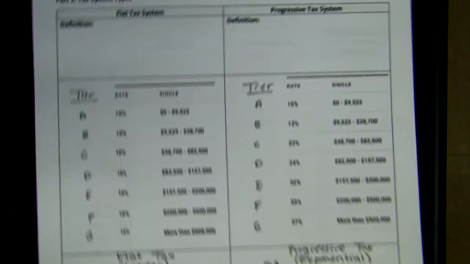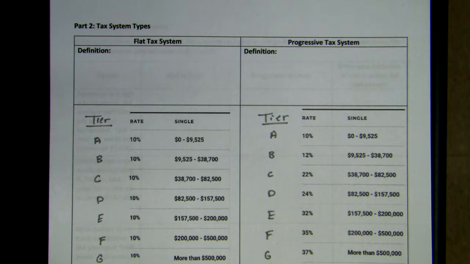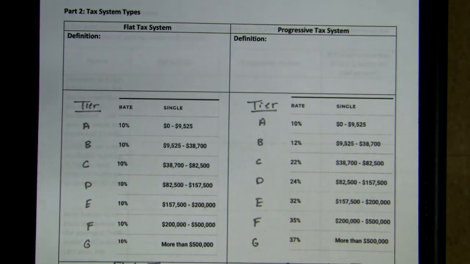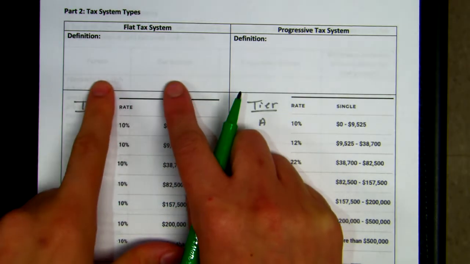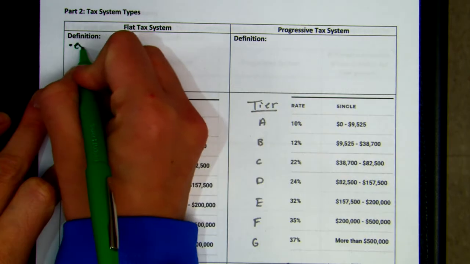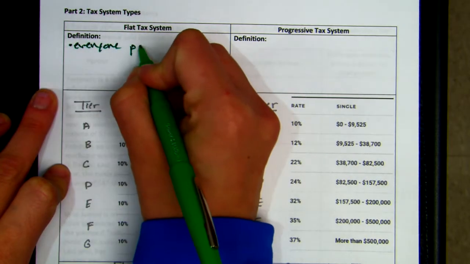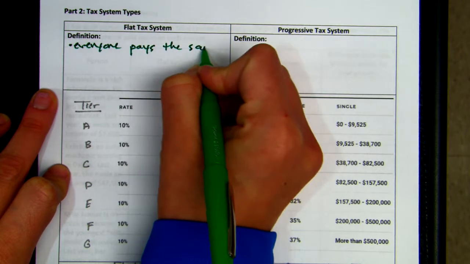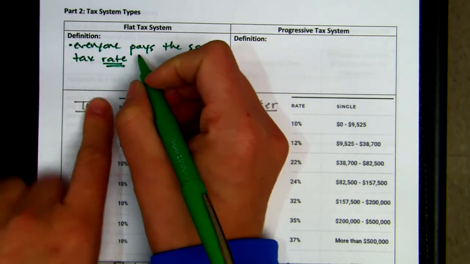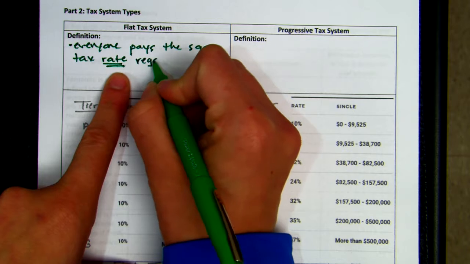We are back with part 2 of the video. We have looked at where our income tax dollars are being spent. Now we're going to talk about 2 different types of tax systems and the pros and cons of each. The first type of tax system is called a flat tax system. This means that everyone pays the same tax rate regardless of income.